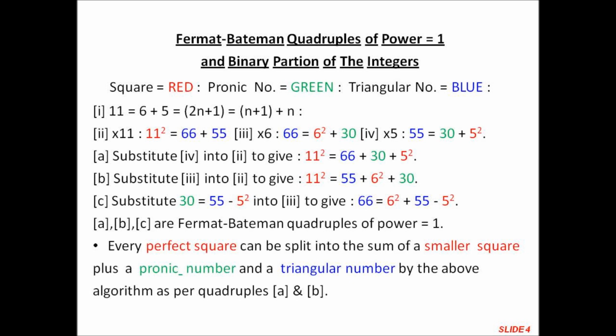Since every square is the sum of two adjacent triangular numbers, and every triangular number can be split into the sum of a perfect square plus a pronic number, it follows that every perfect square can be split into the sum of a smaller square plus a pronic plus a triangular number, as per the above algorithm.